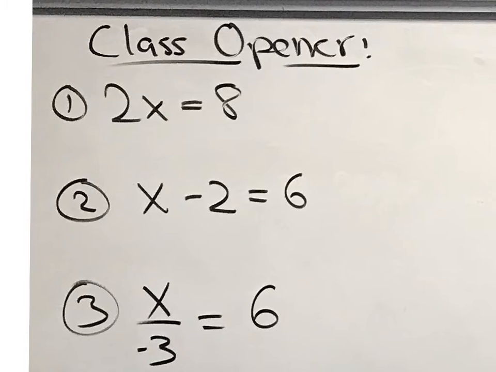So on number 1, you've got to understand what it says, right? It says 2 times x equals 8. Now you could think of this logically. 2 times a number equals 8. What's that number going to be? 2 times what is 8? 4. The answer is 4, right?